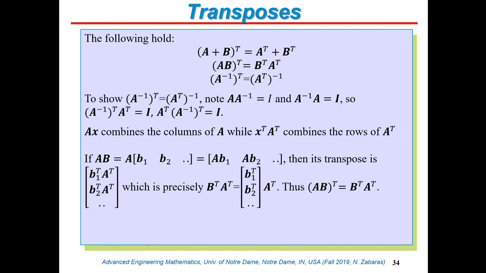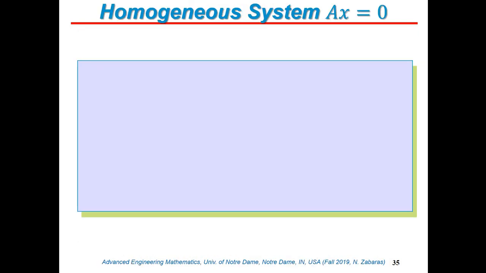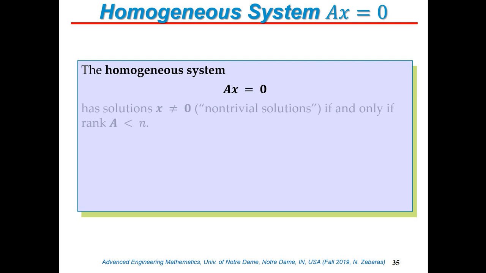Let me see, I think we are practically done, so let me just finish with this homogeneous system Ax equal to 0. And I remind you, a good way to check if the matrix A is singular or not: if you can find non-zero solutions to the homogeneous system, then you know that the matrix A is singular, or in other words, that its rank is less than n.